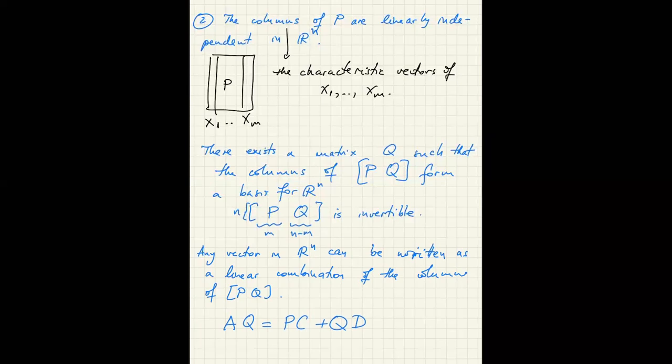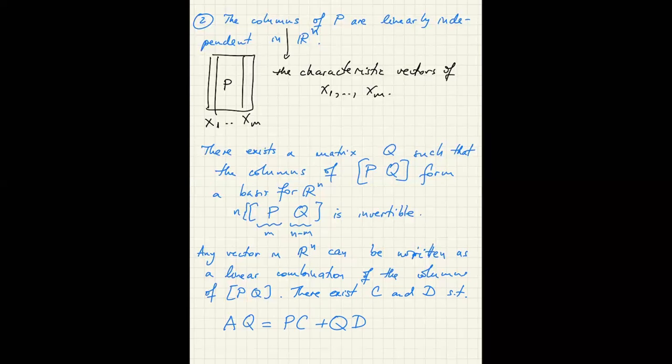So my point here is that there exist C and D matrices such that AQ equals P times C plus Q times D, with C and D of the appropriate dimensions. I mean, you can work them out.